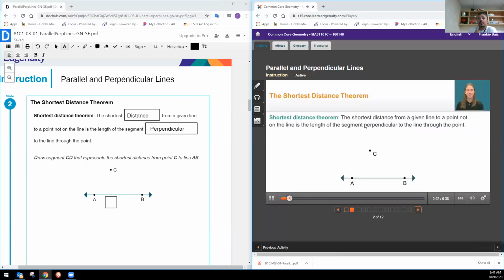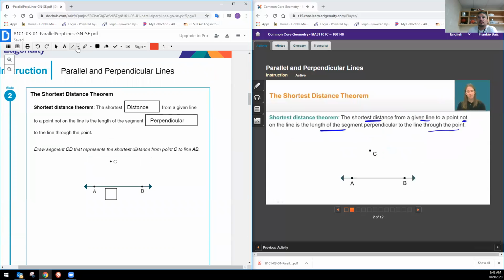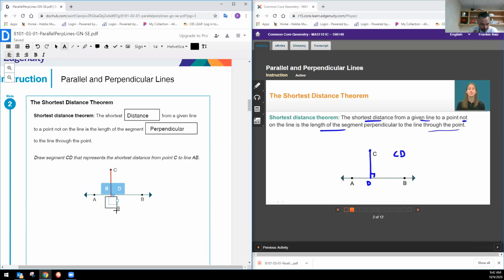The shortest distance theorem states that the shortest distance from a given line to a point that's not on the line is the length of the segment that's perpendicular to the line through the point. So let's see what we mean with this example down here. I have line AB, and I also have a point C that's not on the line. This theorem tells me that the segment that's perpendicular to AB and which intersects with C, we can call its length CD, is the shortest distance between C and the line AB. Okay, so now let's label that point D.